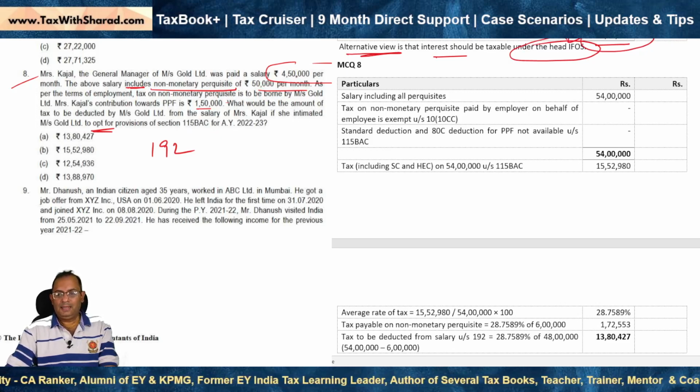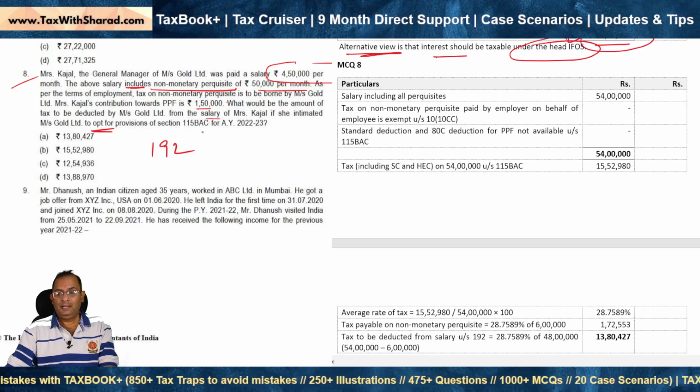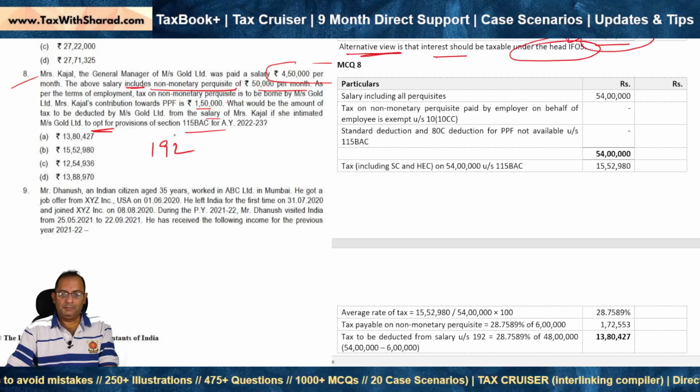So what we are told is that the salary is 4,50,000. Out of this, the employer has agreed to bear the tax liability on the non-monetary perquisites amounting to 50,000 per month, and we are asked to compute the TDS under section 192, not from the non-monetary perquisites, but which will be deducted from the salary, and 115BAC has been opted for. So let's see what will be the scenario in our case.